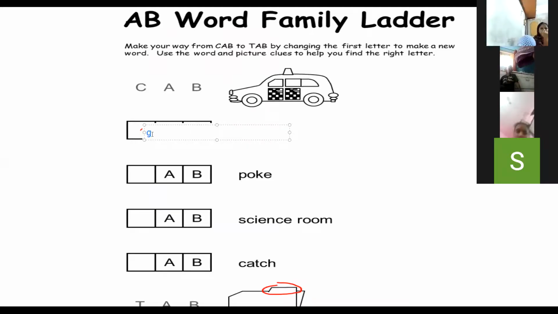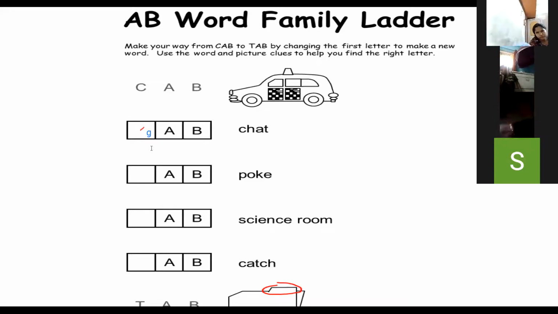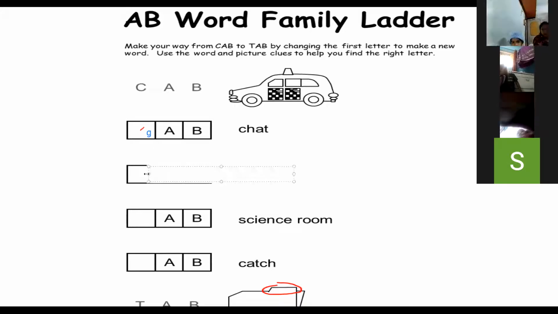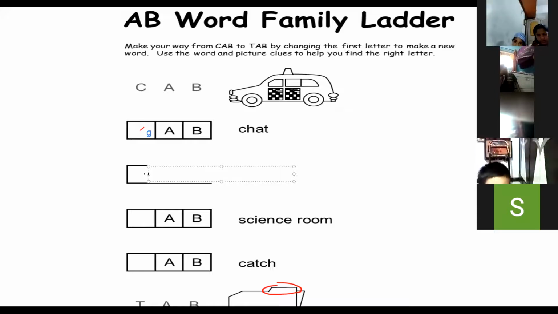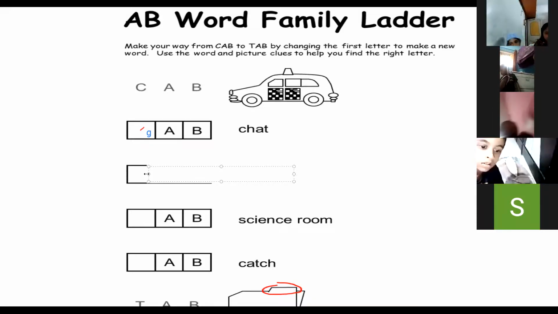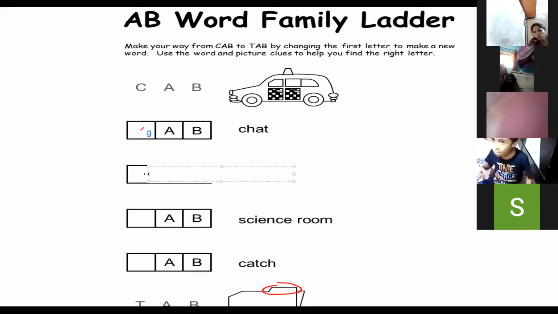G. Yes, so here will come G. Okay. And what will come here? Poke someone. We are going to poke someone, suddenly, all of a sudden, with a sharp thing. You are poking someone with a sharp thing. Now, what could that word be?